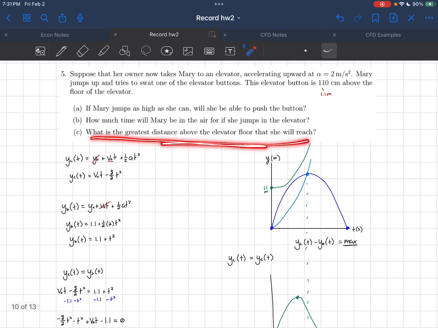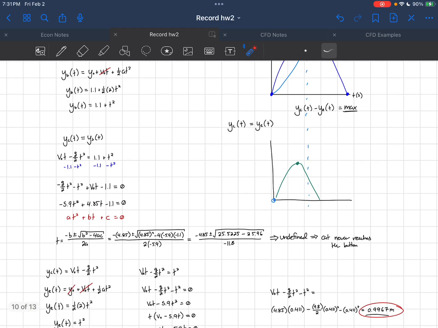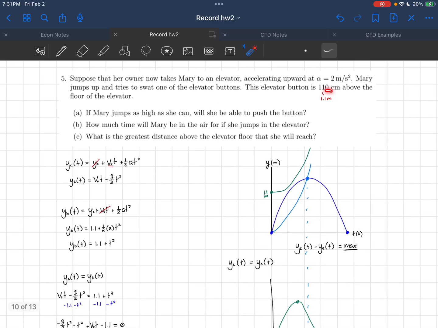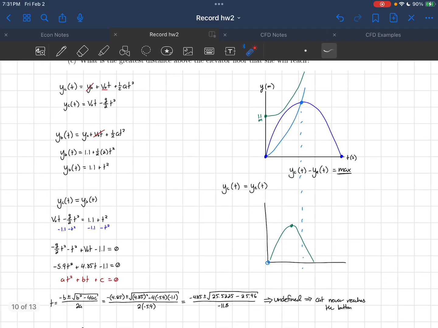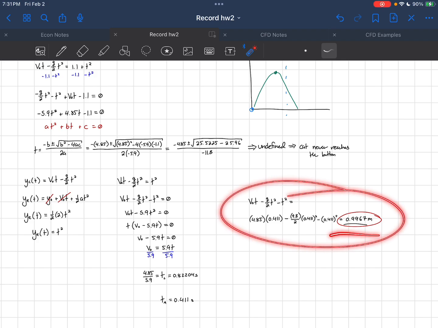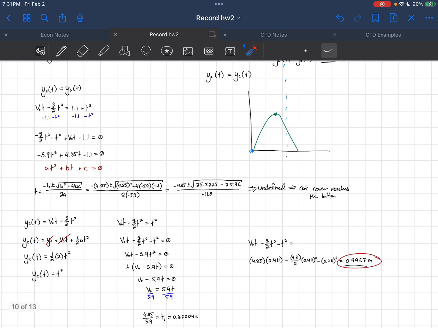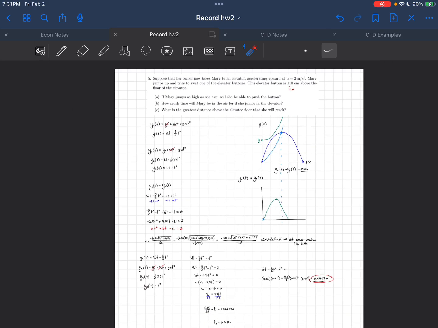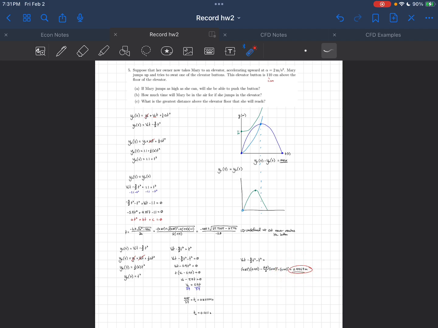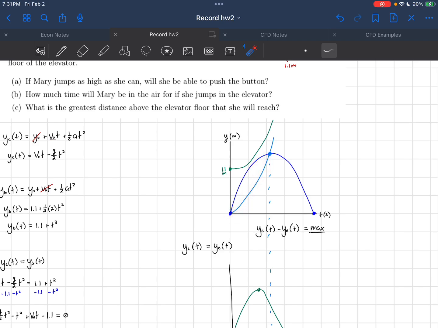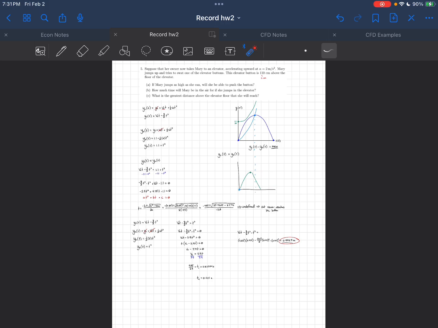Now, we want to make sure, does that make sense in the context of our problem? Well, if that's the greatest distance above the elevator floor that she reaches, it makes sense, at the very least, that it's less than the 1.1 meters that the button was at. That tells us, again, that she never reaches the button. Her maximum height doesn't reach the height of the button. So this 0.99 or 1 meter-ish, it's going to be around 1, maybe if you used 10 or rounded differently. That answer makes sense in the context of our problem. She's not going to be able to get as high because the floor is accelerating up under her and the floor is catching up to her as she's jumping. All right. So an infamous problem, but not so bad, I promise.